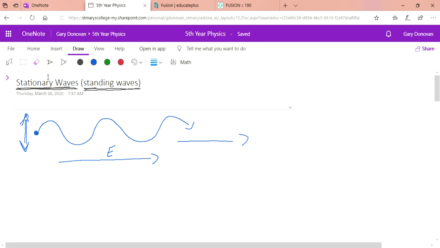We just assume that it keeps going, and it'd be the same for a light wave or a sound wave. We just assume that they keep going in this direction until they hit something and reflect back, or until they're diffracted or dispersed or something like this. A standing wave is slightly different.